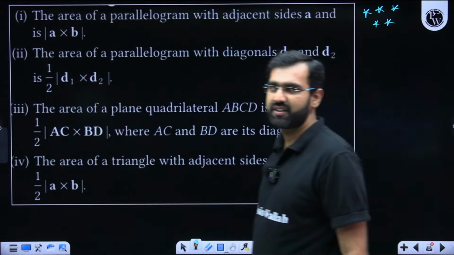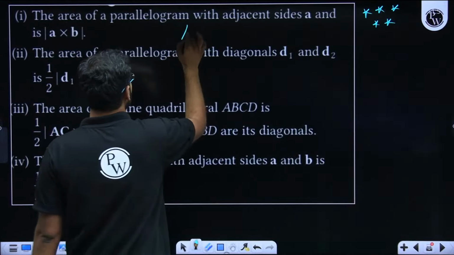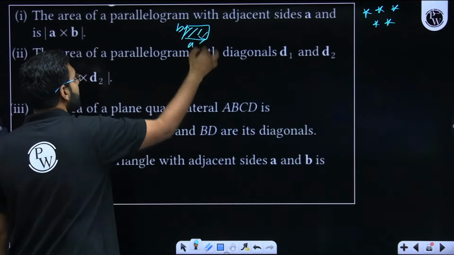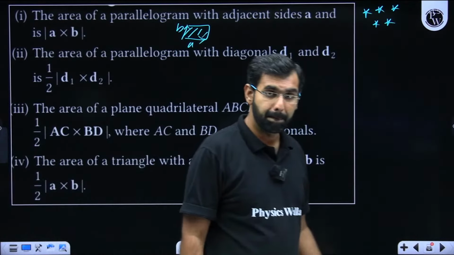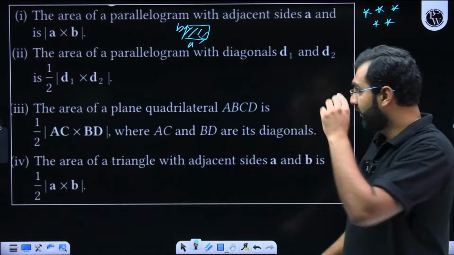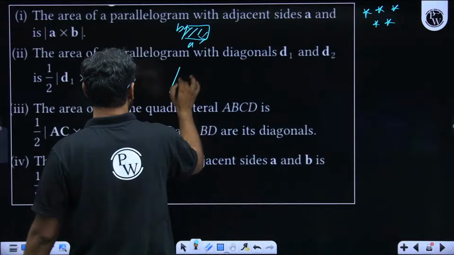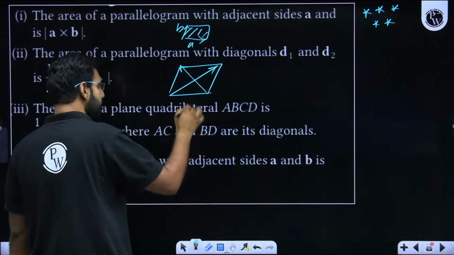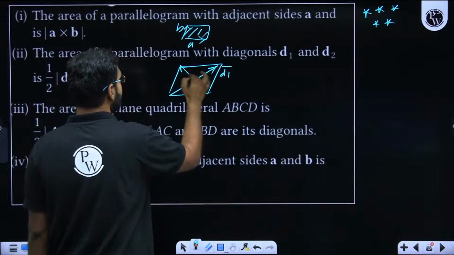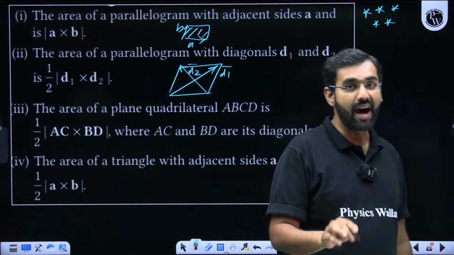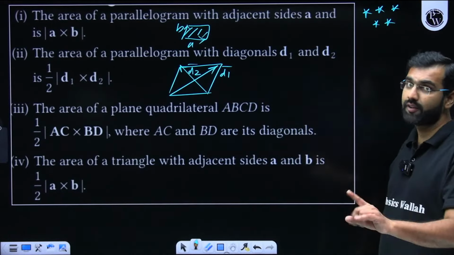Remember this: whenever there is a parallelogram, and if that parallelogram has adjacent sides as vector A and vector B, then its area is given by the magnitude, the modulus, of A cross B. If you are given a parallelogram and its diagonals are given, let's say d1 and d2, in that case the area is given by half of the magnitude of d1 cross d2.